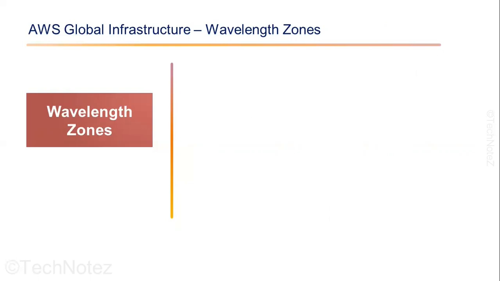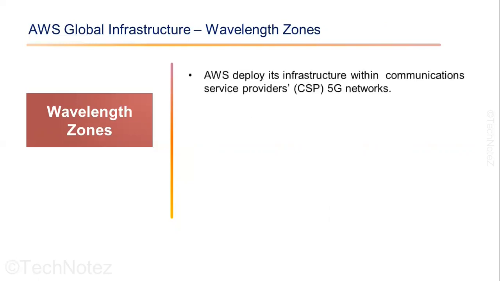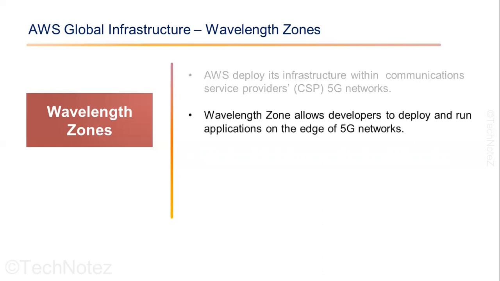Next, let's talk about the Wavelength Zone. A Wavelength Zone is a logical extension of the region. It's a new type of AWS infrastructure designed to run workloads that require ultra low latency over the mobile network. AWS deploys its infrastructure within communication service providers' networks, so application traffic from 5G devices can reach the servers running in the Wavelength Zone without leaving the telecommunication network. Wavelength Zone is fully integrated with AWS services such as Lambda, S3, and DynamoDB. Wavelength Zone allows developers to deploy and run applications on the edge of the 5G network.